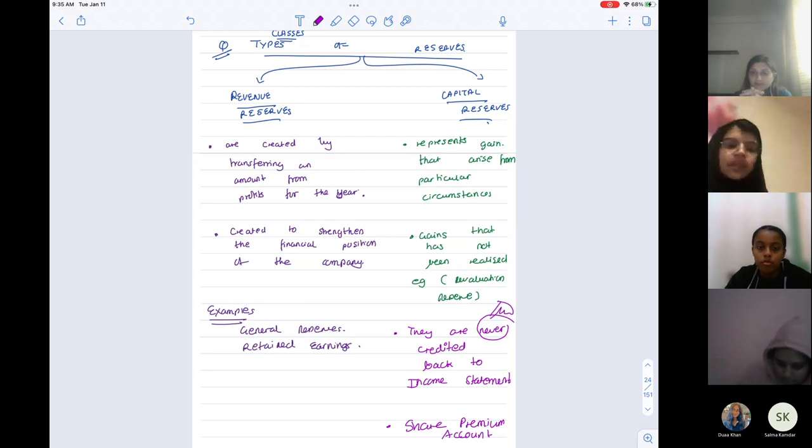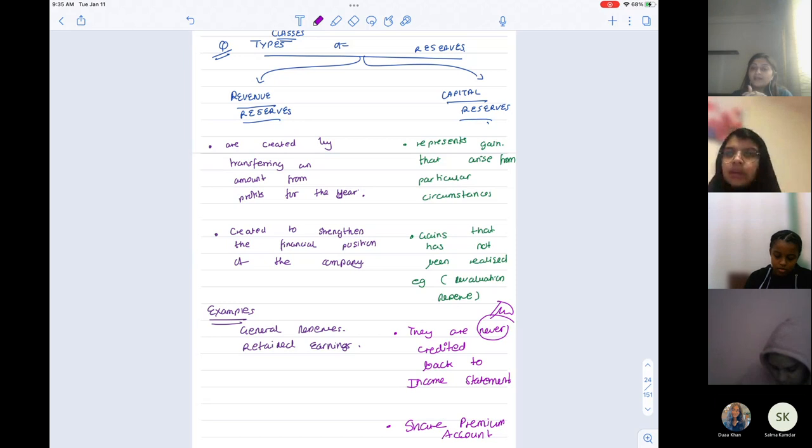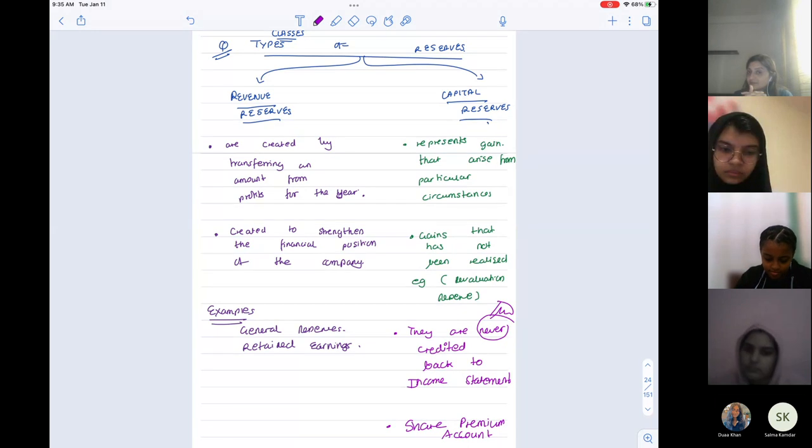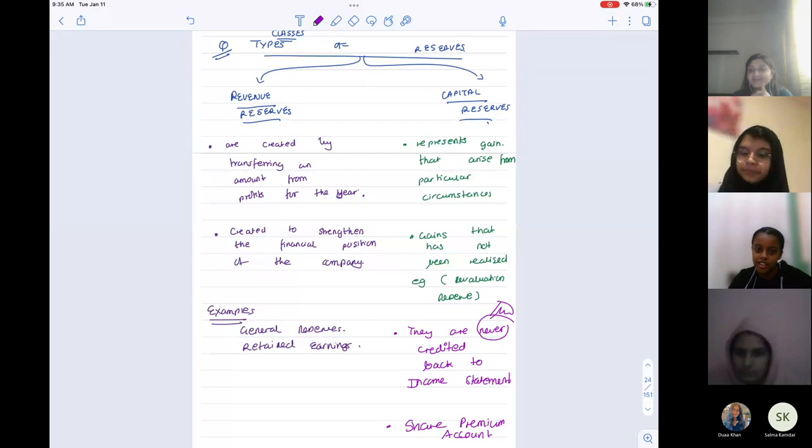Revaluation reserves, which is the gain by revaluing non-current assets. Okay. So only when you get a gain, you can create a revaluation reserve? Yes, miss, I think it's only when you get gains.